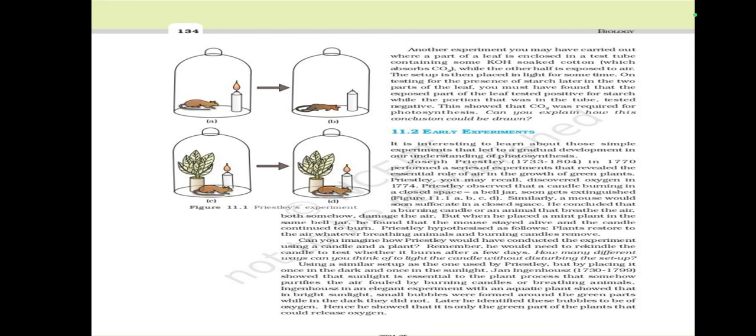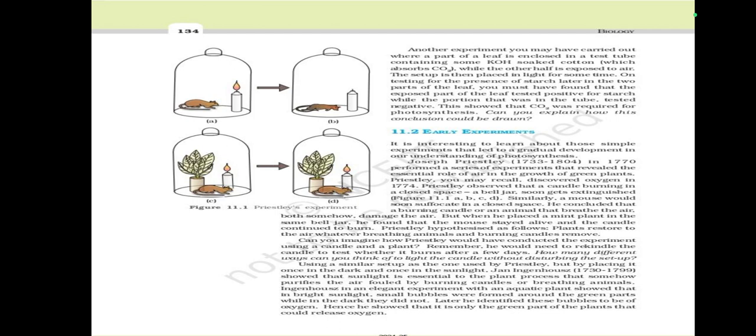Another experiment you may have carried out is where a part of the leaf is enclosed in a test tube containing some KOH soaked cotton, which absorbs CO2, while the other half is exposed to air, and the setup is then placed in light for some time. On testing for the presence of starch later in the two parts of the leaf, you must have found that the exposed part of the leaf tested positive for starch while the part that was in the tube tested negative. This showed that CO2, carbon dioxide, was required for photosynthesis. Can you explain how this conclusion could be drawn?